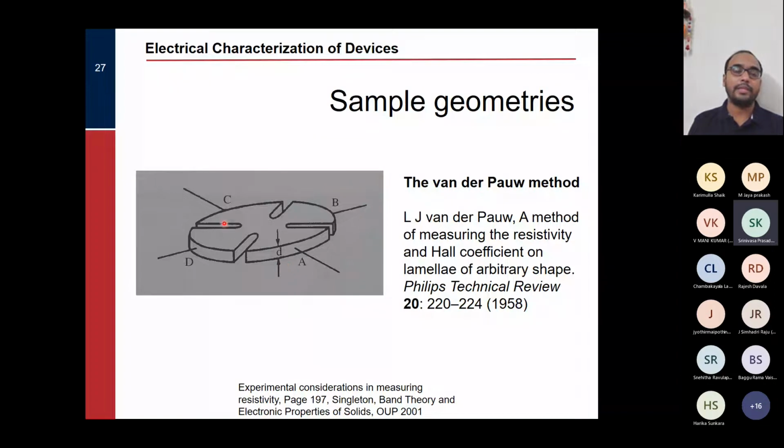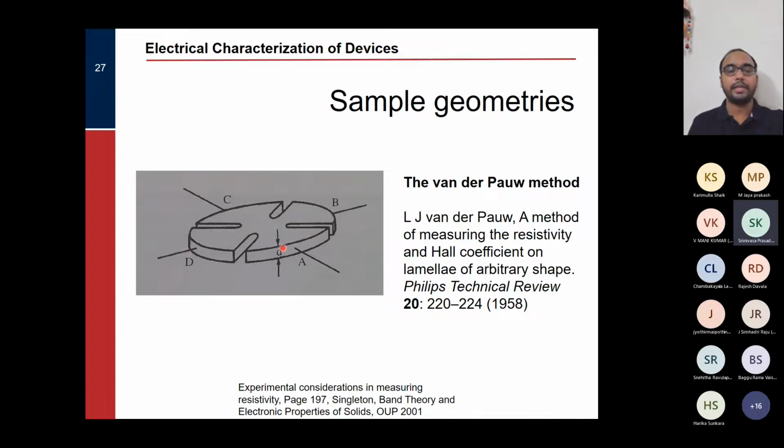So suppose I imagine that my sample is in the shape of a circular disc. It does not necessarily have to be exactly circular. It could be ellipsoidal, it could be slightly off-shaped. Under this method, I have to have 4 contacts put like this: A, B, C, D. You put them on any particular area.